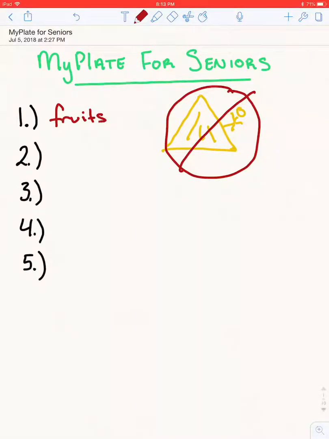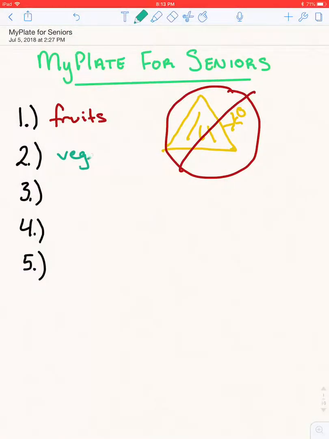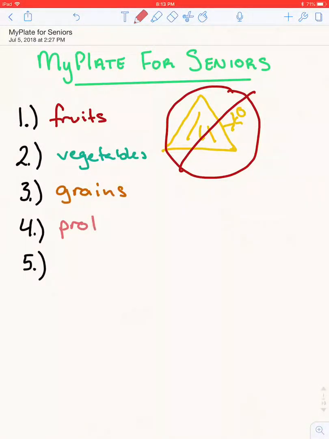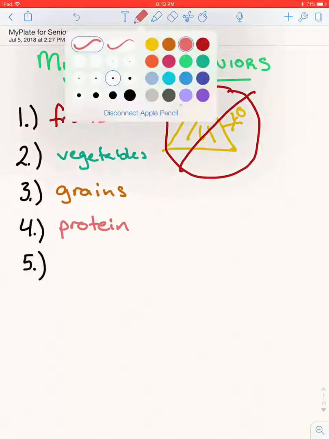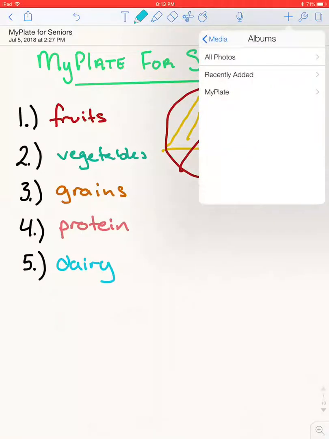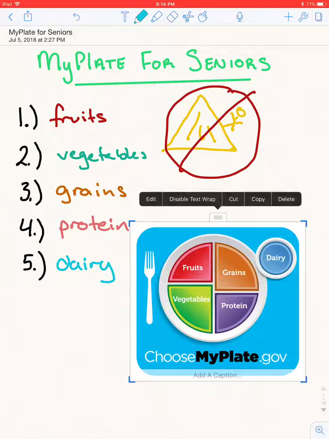If you came up with fruits, vegetables, grains, protein, and dairy, then you are correct and good job. If not, don't worry, we'll explore MyPlate in much greater detail.